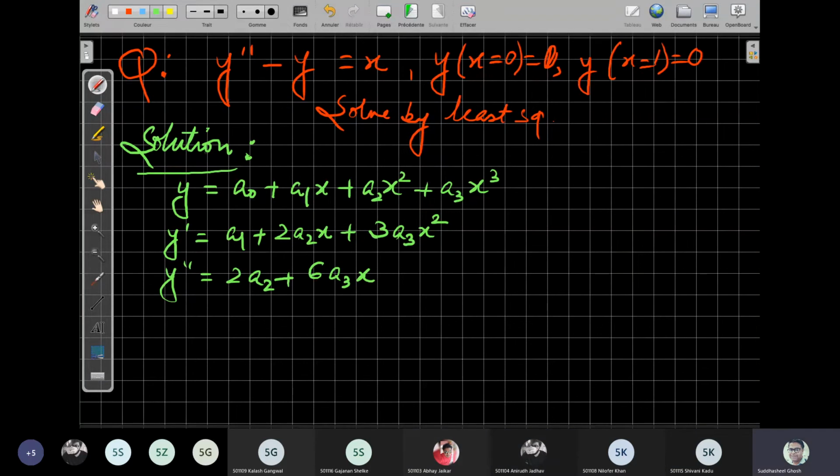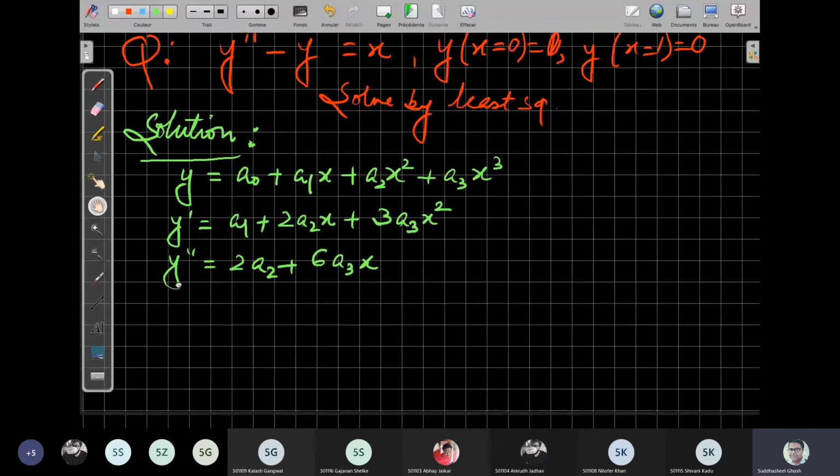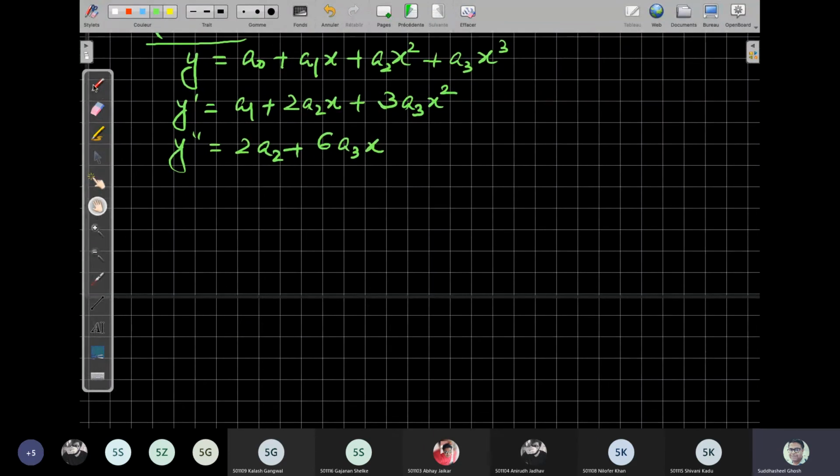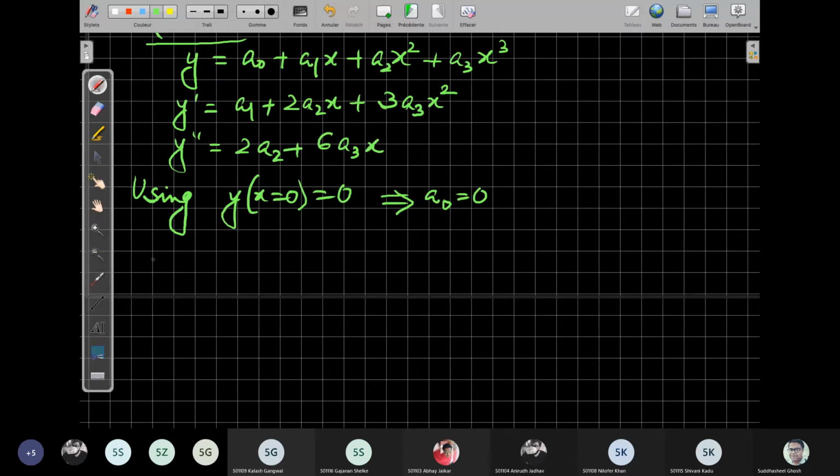So now you have to use the boundary conditions. Using y at x equal to 0 equal to 0, what do I get? I will not repeat the entire steps. I got that a0 is equal to 0. Remember, from the previous step. You have got this. Is it okay?